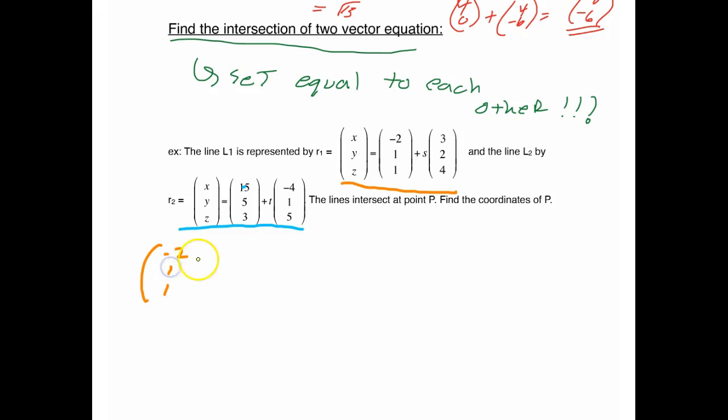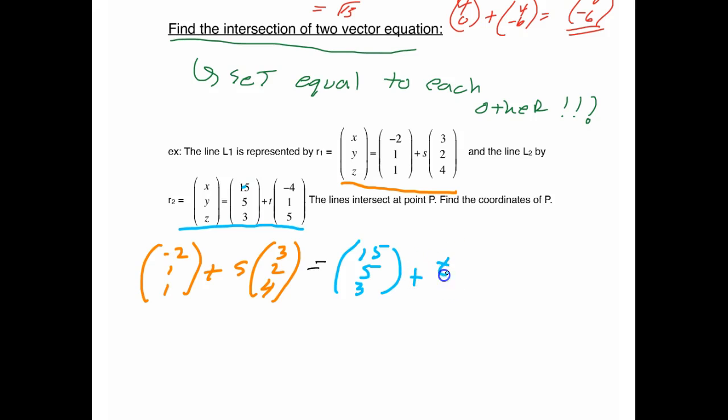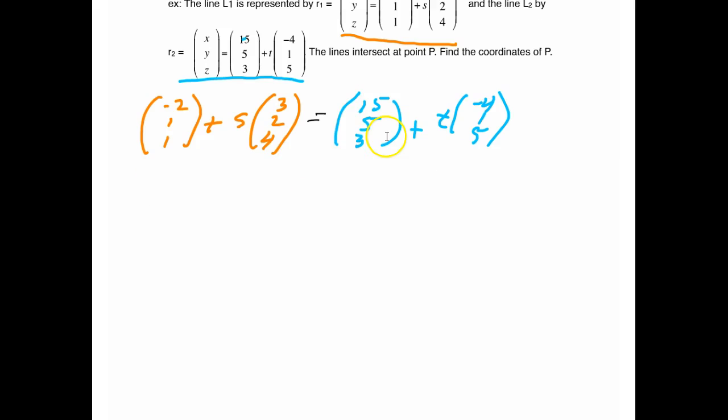Negative 2, 1, 1 plus s times 3, 2, 4 equals r2, which is 15, ignore the smudge over there, plus t times negative 4, 1, 5. So now the way you solve it, then, we're going to separate these. So now we have this equation equals that equation.